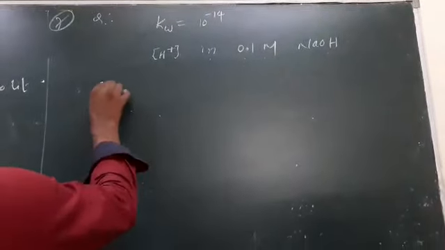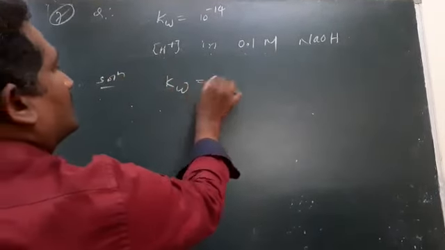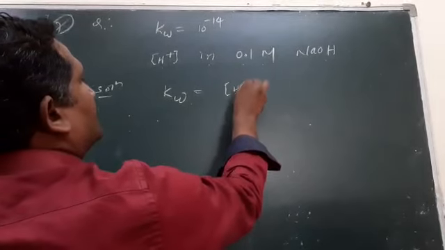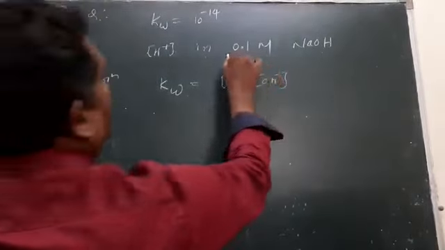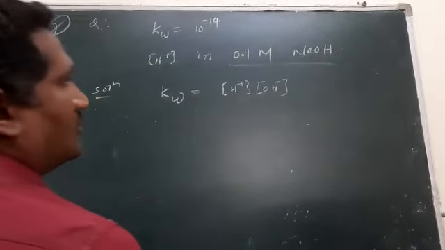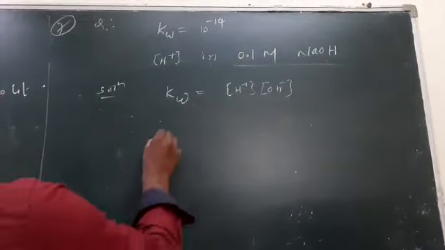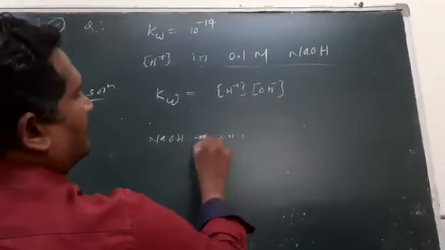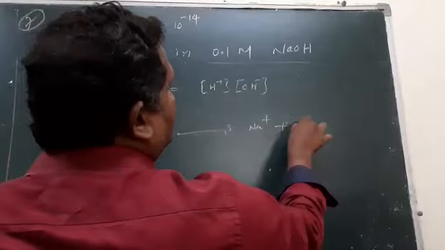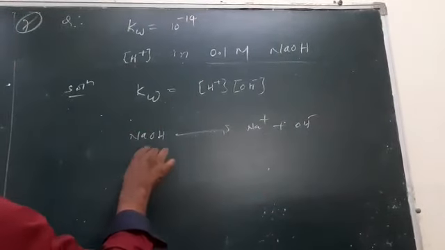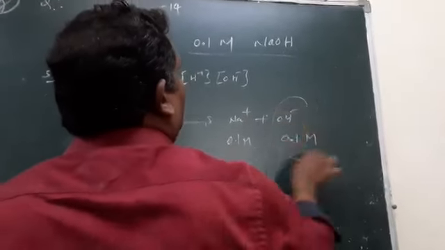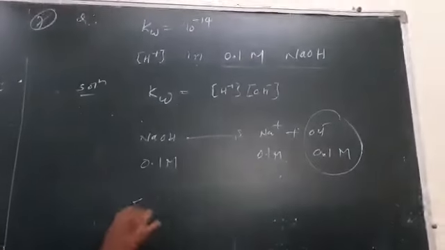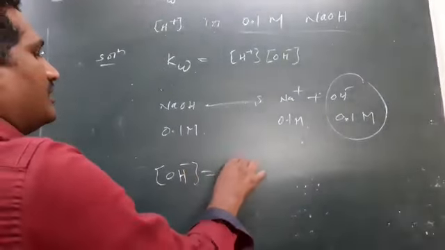So you know the relation Kw equals concentration of H plus into concentration of OH minus. They have given the base concentration. NaOH concentration is 0.1. NaOH, if it is split, you can write Na plus and OH minus. So if it is 0.1 molar, OH minus is also 0.1 molar. So the concentration of OH minus equals 0.1 molar.